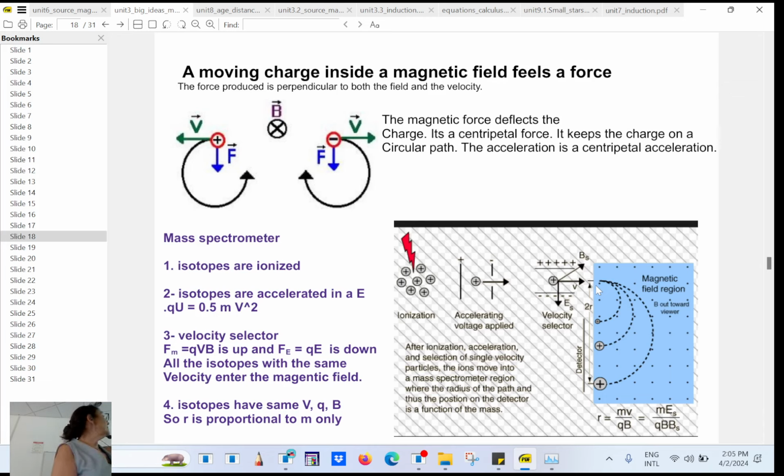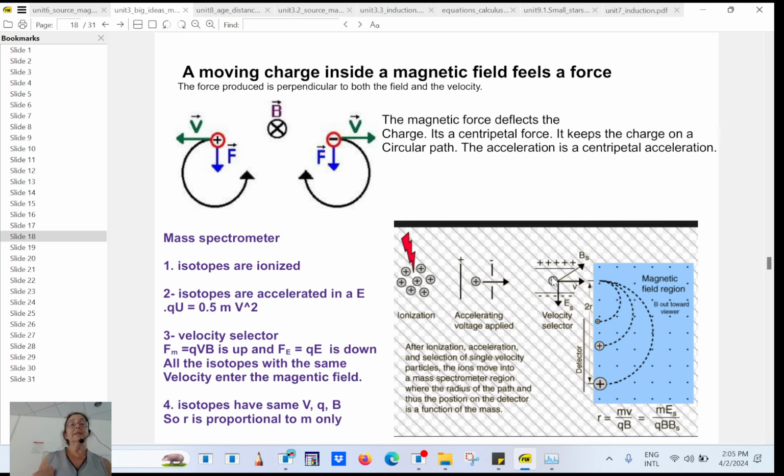The magnetic field here will produce a centripetal force, so it makes the isotopes curve. Inside here, it's called the velocity selector. You are applying both a magnetic field and an electric field. The electric field is down, so the force from the electric field is down. What about the magnetic field? You see the velocity is this way, the magnetic field is into the screen, so the force will be up.